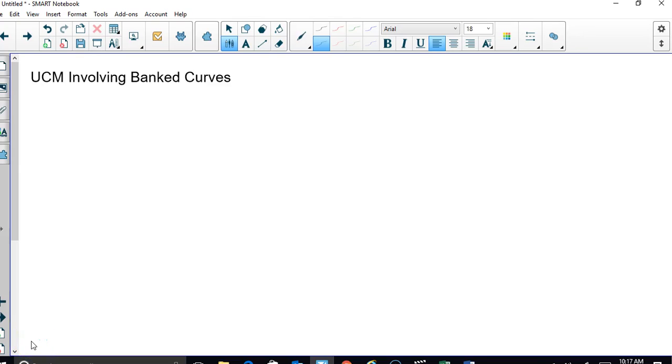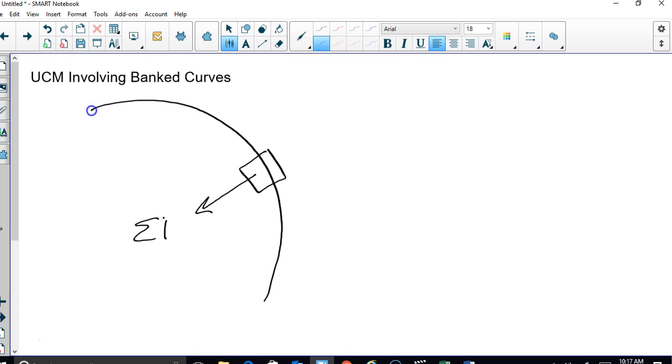So similar to the last one, we generally have a car, although there is a plane I believe that I've assigned that has an airplane. I'll talk about it briefly. Car going around a curve, and the net force has to be the centripetal force. Otherwise, it wouldn't move in uniform circular motion.